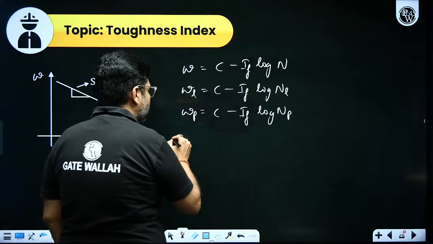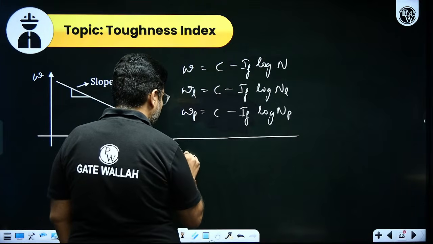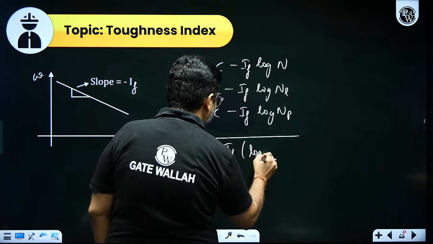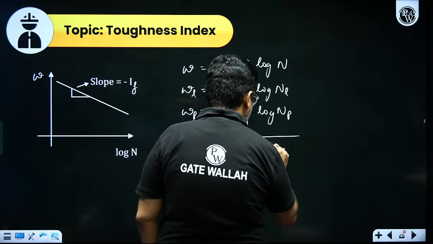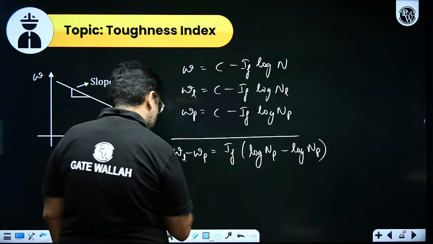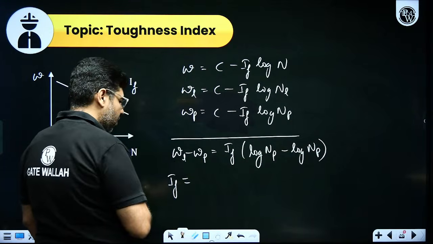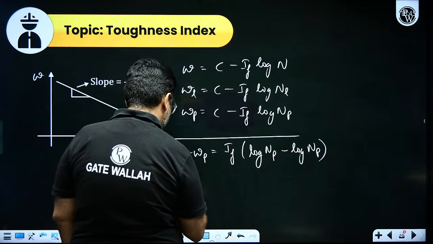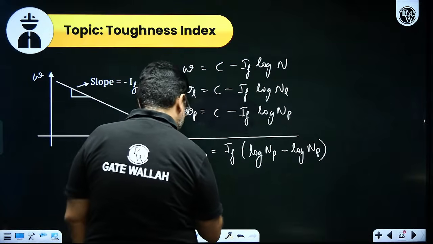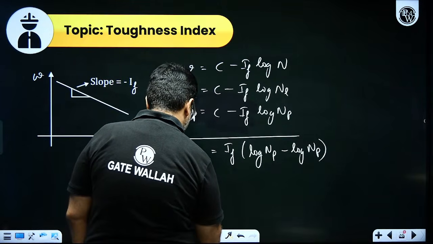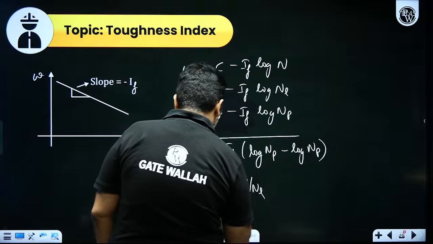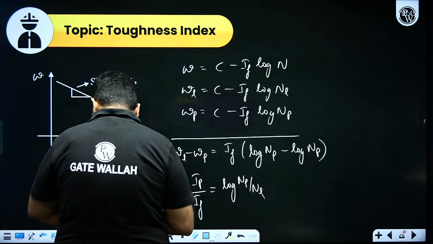Just subtract these two. So, what you will get: WL minus WP is equal to IF times (log NP minus log NL). Log A minus log B is log A by B. So, IP upon IF is equal to log NP upon NL. This is nothing but my IT.